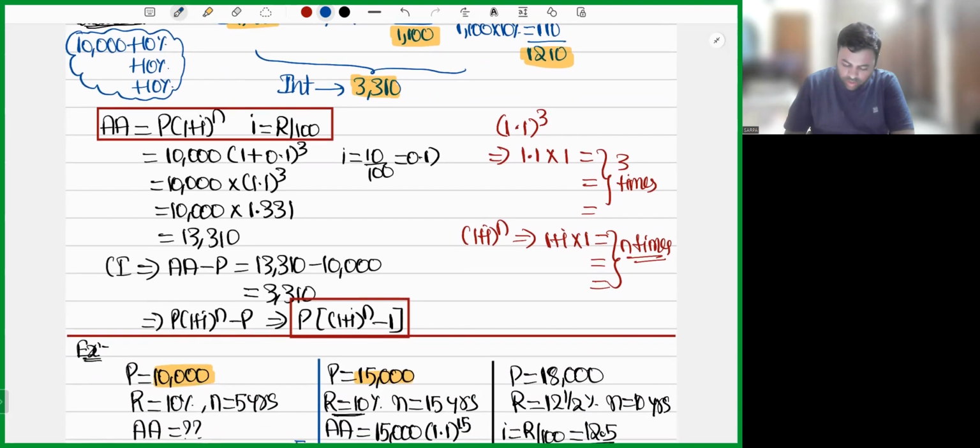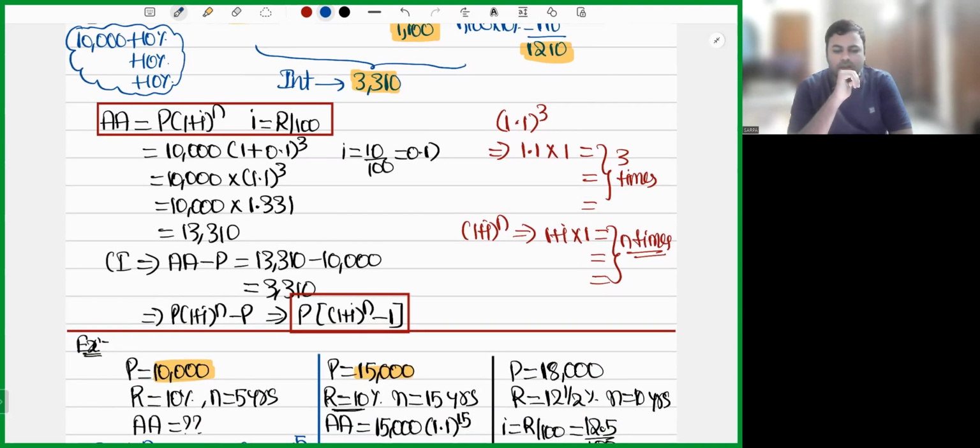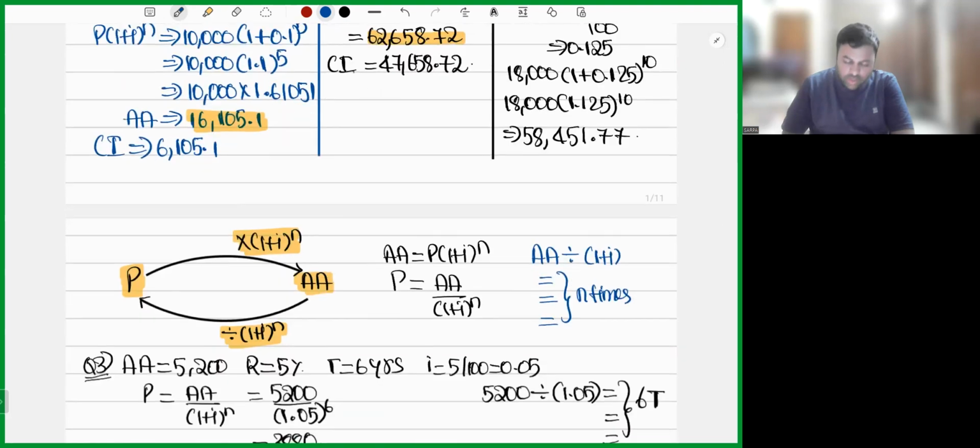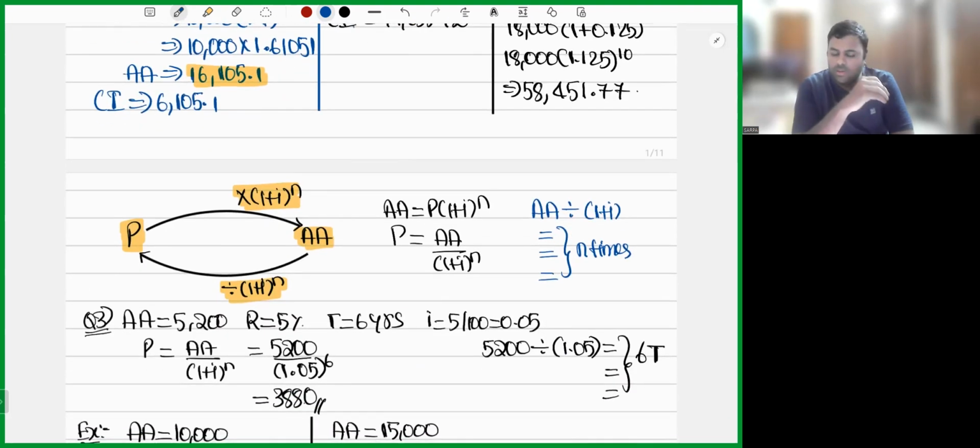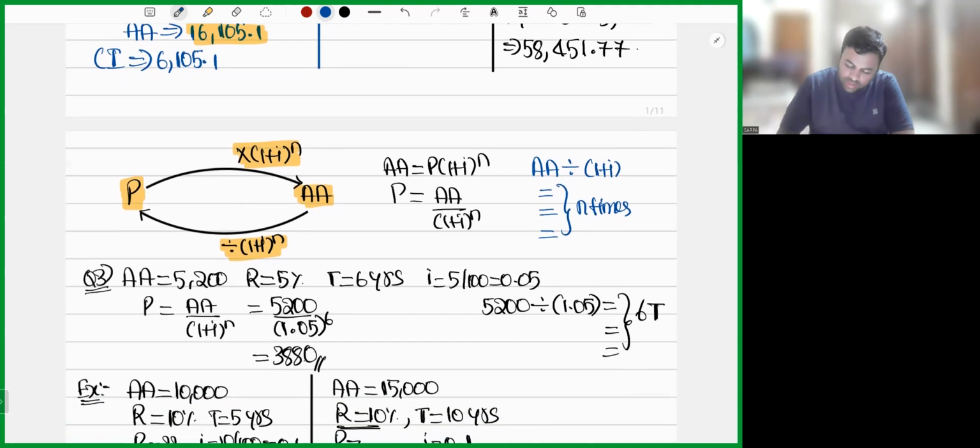Next, we have seen compound interest. How will you get the compound interest? Accumulated amount minus principal: P into (1 plus i) whole power n minus 1. Next, if principal is given, we simply multiply by (1 plus i) whole power n to get accumulated amount. If accumulated amount is given, I'll divide by (1 plus i) whole power n to get principal, right? If you want to do it in the calculator, accumulated amount divided by 1 plus i, equal to symbol, n times. You are going to get the principal, right?